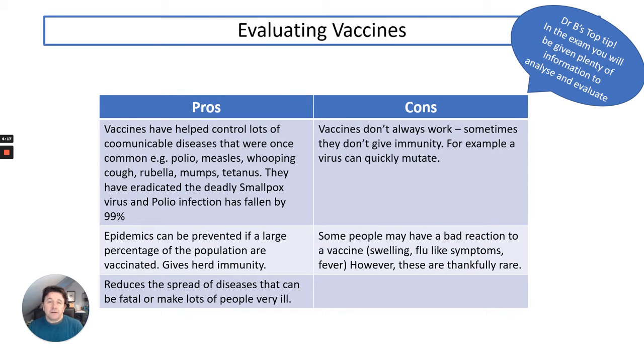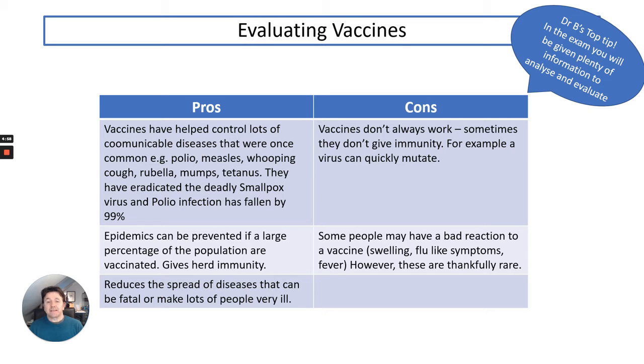You might be asked as well to evaluate some information about vaccines. So this is Dr B's top tip today. In the exam, you will be given plenty of information to analyse and evaluate, but here's some very common pros and cons of vaccines to help you along. So if we look at pros, vaccines have helped control lots of communicable diseases that were once common, things like polio, measles, whooping cough, rubella, mumps and tetanus. They've also eradicated really deadly viral diseases like smallpox, and polio infection has fallen by 99%.